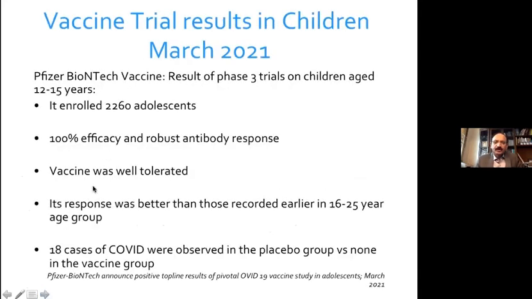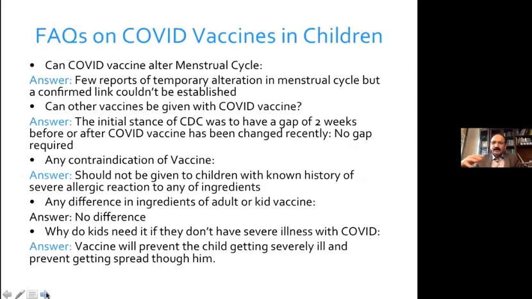This is Pfizer-BioNTech vaccine data from children, 3 trials. They enrolled 2,200 children and 2,260 adolescents, 100% efficacy and robust antibody response. And vaccines were very well tolerated in these patients under 12. There are some questions which people ask. Can you give it when the girls are menstruating? The answer is yes. Can they be given with COVID? Can other vaccines be given?